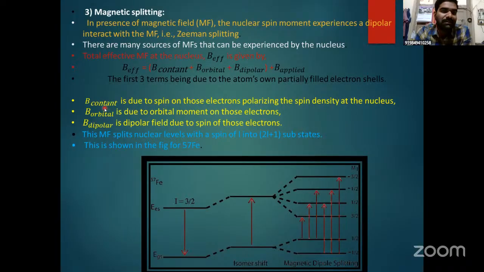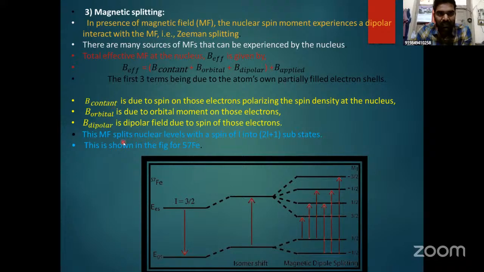B constant is due to the spin of those electrons polarizing the spin density at the nucleus. B orbital is due to the orbital momentum of those electrons. B dipolar is due to the spin of the electrons.